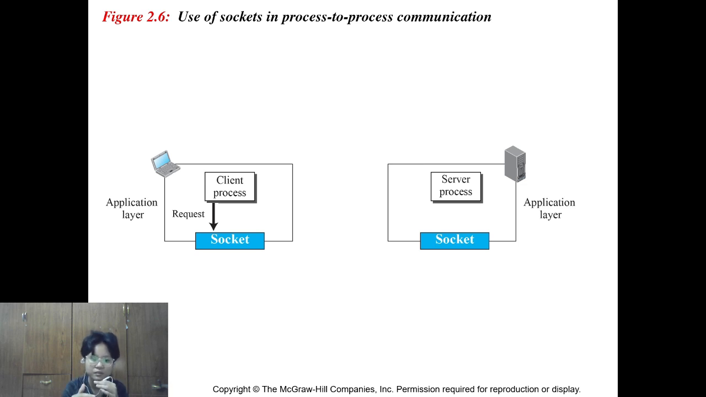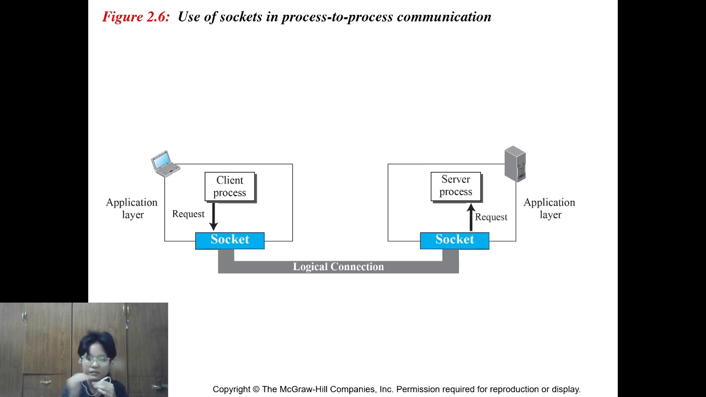Client process sends a request to the socket, and that socket has a logical connection to the server socket, and the server socket sends the request to the server process. Then the server process responds back, and you can see it goes back the same way. And finally, the socket of the client process sends the response to the client process.